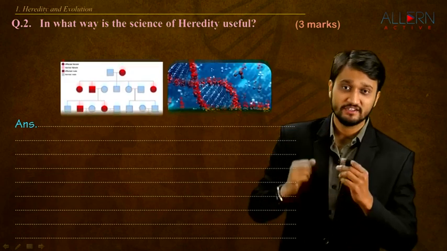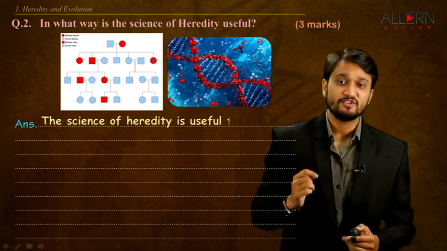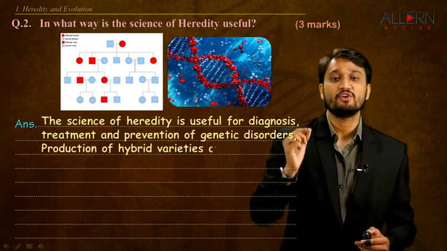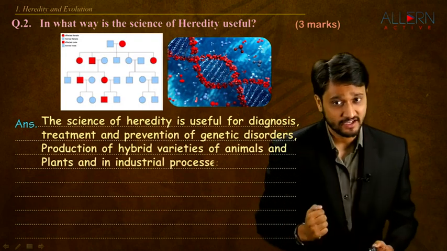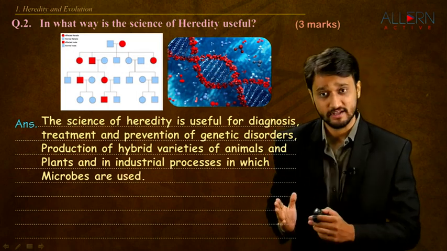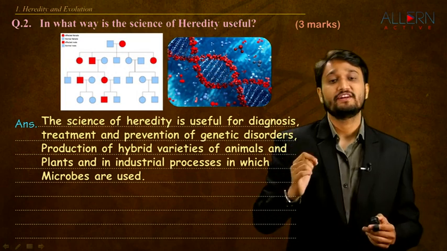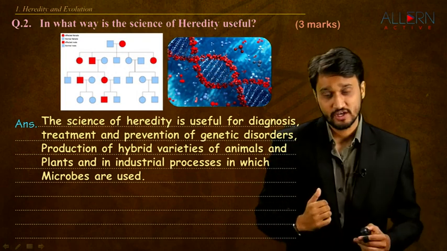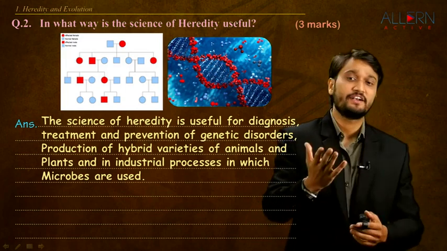Let's have a look at the answer over here. The science of heredity is useful for the diagnosis, treatment and prevention of genetic disorders, as we just discussed. Other than that, the production of hybrid varieties of animals and plants, and also in the industrial processes in which microorganisms or microbes are used. These are the different fields in which heredity is useful.